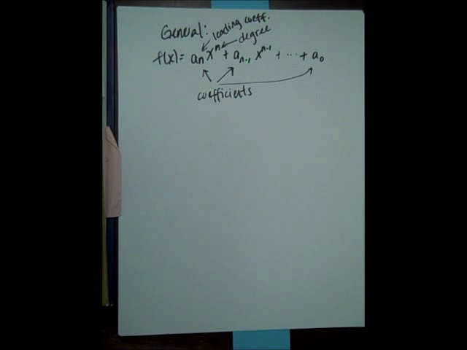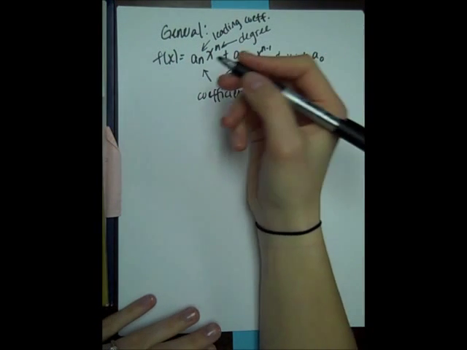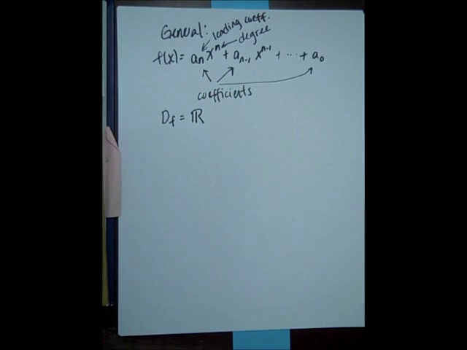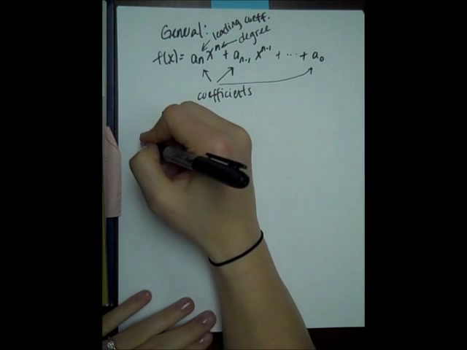And then also, we can talk a little bit about what's the domain of any polynomial. Well, for any polynomial, you're not going to be dividing. You're also not taking any sort of roots, so the domain is always all real numbers. So the domain of f for any polynomial is all real numbers. You can plug in any number to a polynomial. So let's do an example here.